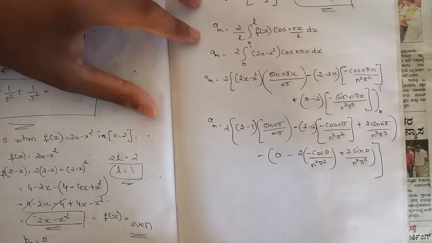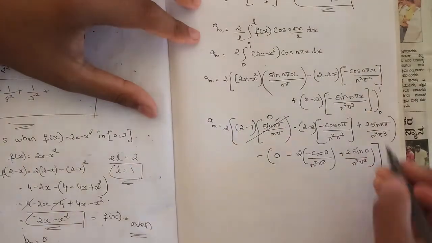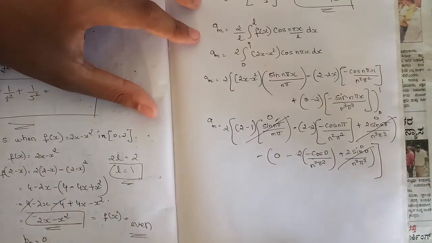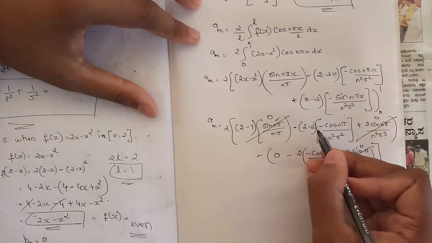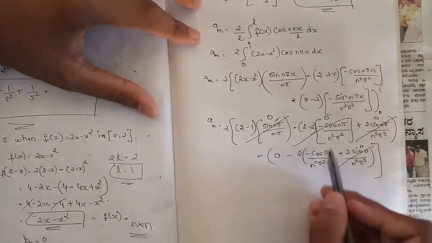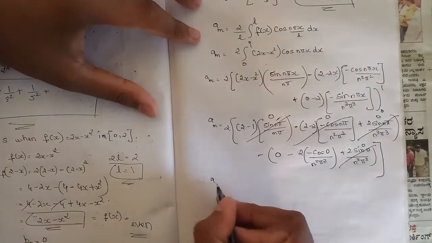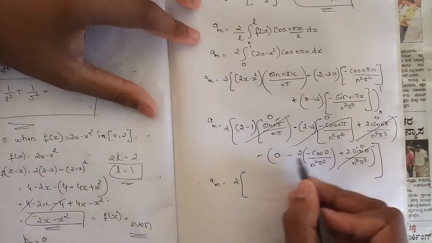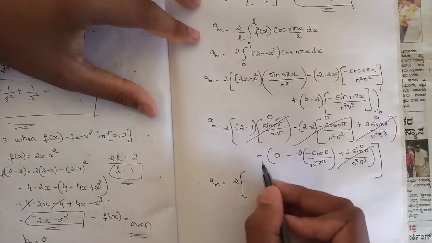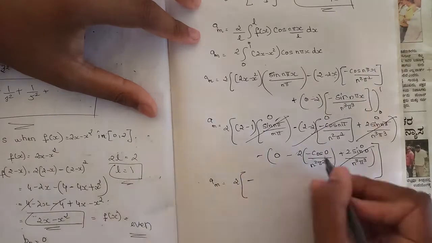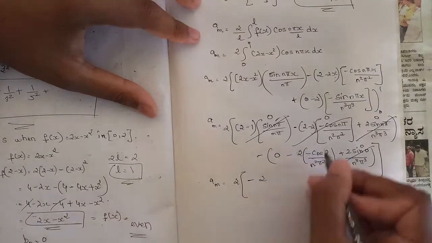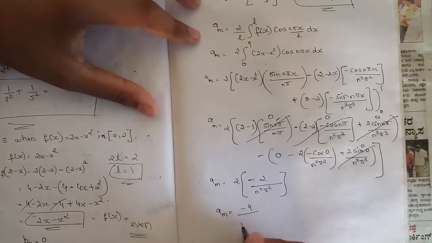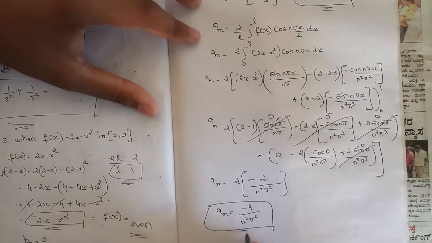We can cancel some terms here. Sin n pi term becomes 0. This becomes 0. Sin 0 term becomes 0. So this term also will become 0 because 2 minus 2 is 0. So now we have left with only one term. Again, minus into minus is plus. Plus into minus, we have minus sign outside, is minus. Value of cos 0 is 1. So 2 into 1 is 2. The final value of an is minus 4 by n square pi square.